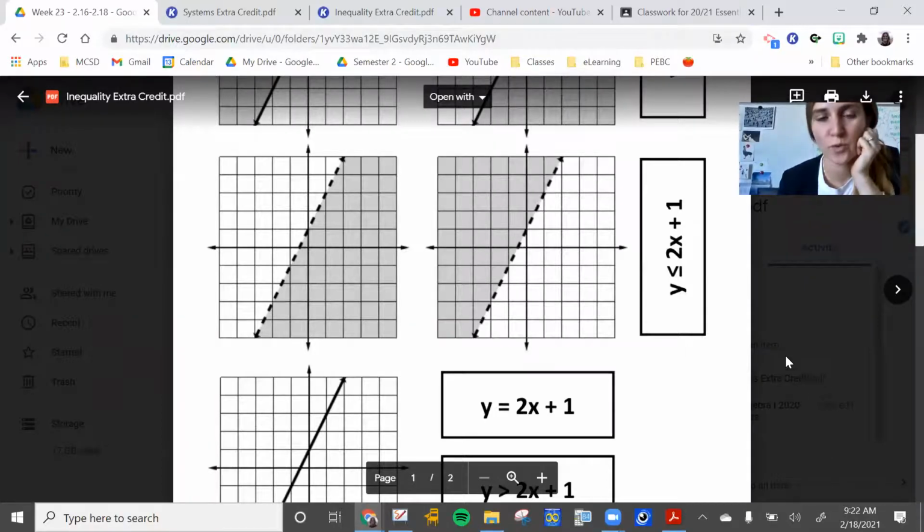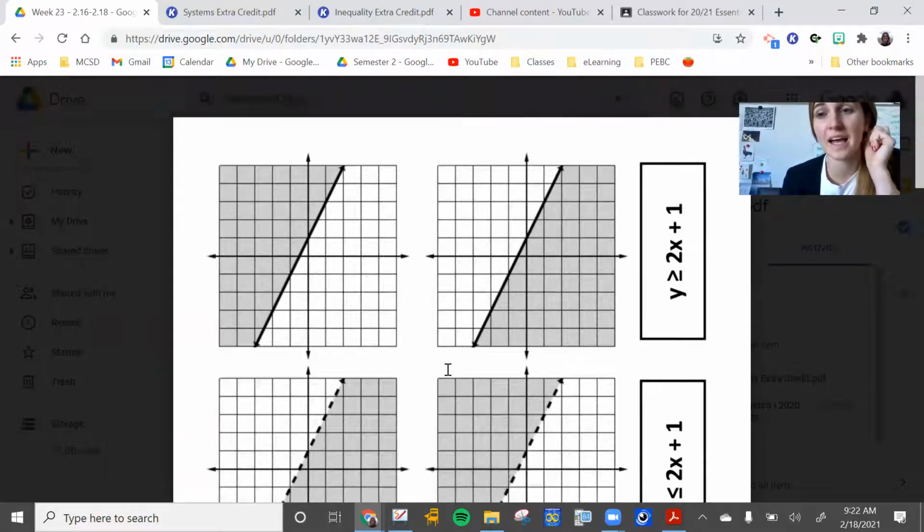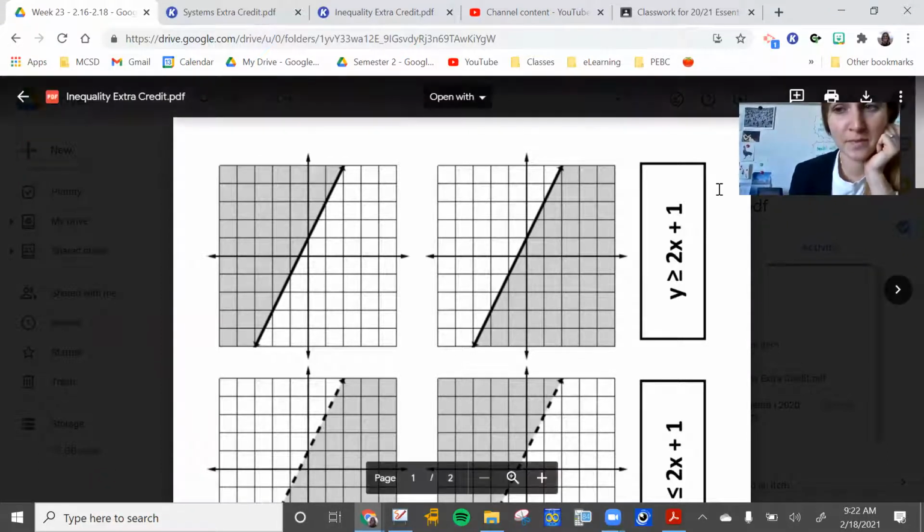Hello, I'm going to go over some instructions for our Chapter 5 extra credit opportunities. These two different documents are going to be linked in Google Classroom, but I'm also going to hand them out in class. The first is focused on inequalities, and it's an inequality card sort.